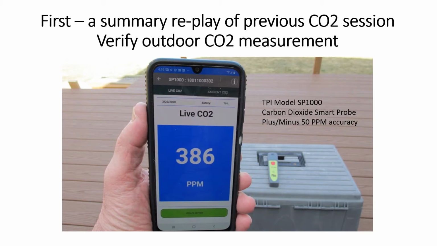So what I'm using right now is the TPI model SP1000, a carbon dioxide smart probe, at plus or minus 50 parts per million in accuracy. You can see I'm reading it outside there. I'm verifying the outdoor CO2 measurement.